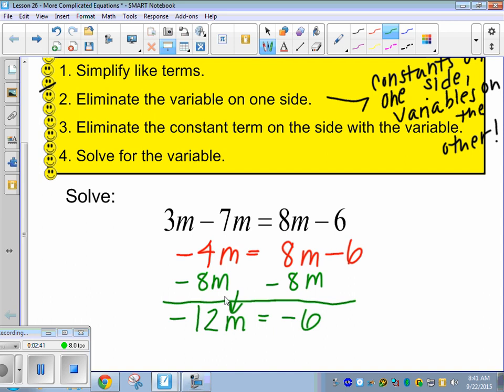Divide by, we actually want to divide by what's in front of the m, right? Because we want to get the m by itself. So I want to divide both sides by -12. Because here the m is multiplied by -12, so now I want to divide by -12. What's up, Drew?